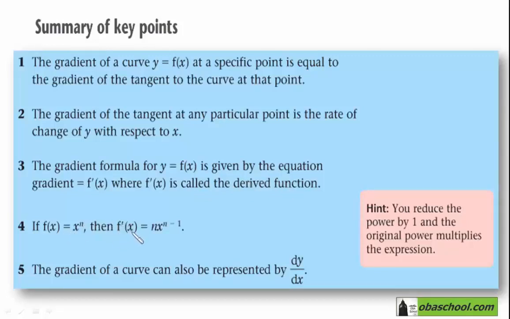If we say f(x) = x^n, then the derivative of f(x) equals n multiplied by x^(n-1). So you reduce the power by 1 and the original power multiplies by the expression.